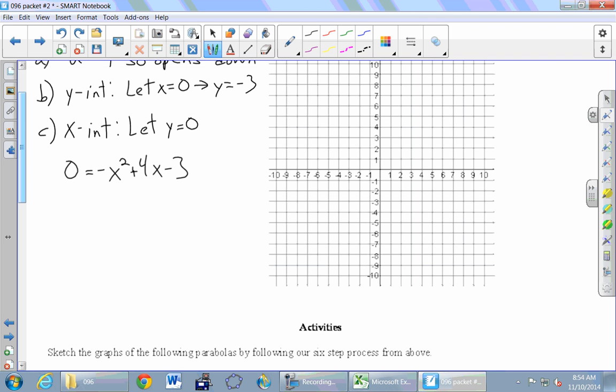All right, so what's kind of awkward or maybe a little bit different for this guy compared to most of the other ones we factor? It's got that negative in front of the x². So you have choices here. You could take everything on the right-hand side and just flop it over to the left-hand side, which would make that x² positive, yeah? In fact, that's probably what I would do.